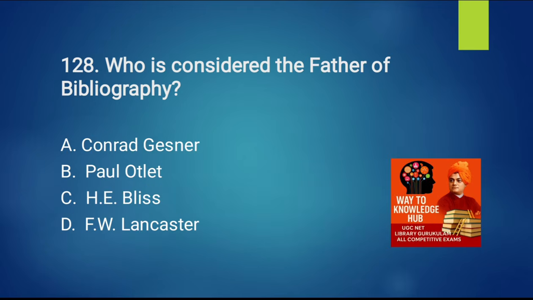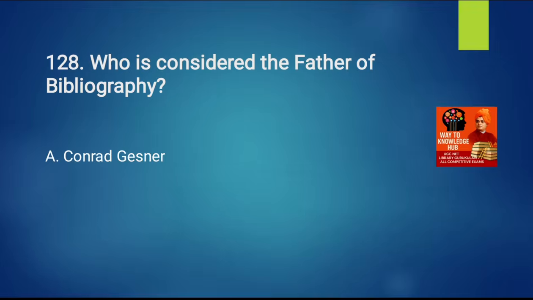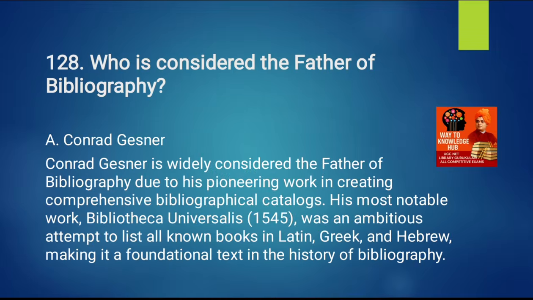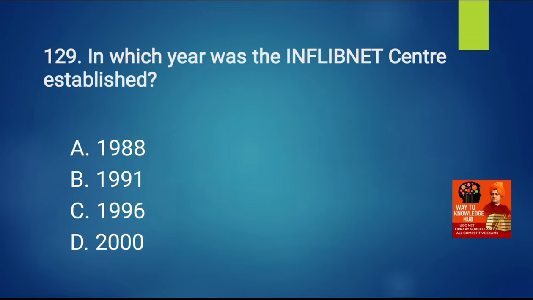Question number 128. Who is considered as the father of bibliography? Option A Konrad Gesner, option B Paul Otlet, option C H.E. Bliss, option D F.W. Lancaster. The answer is option A, Konrad Gesner. Konrad Gesner is widely considered as the father of bibliography due to his pioneering work in creating comprehensive bibliographical catalogs. His most notable work, Bibliotheca Universalis, was an ambitious attempt to list all known books in Latin, Greek, and Hebrew, making it a foundational text in the history of bibliography.